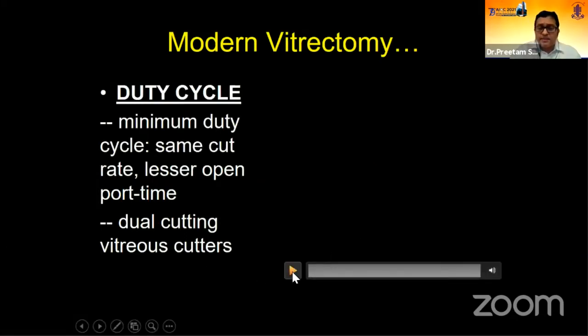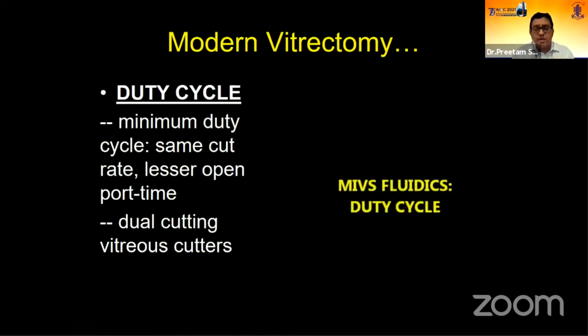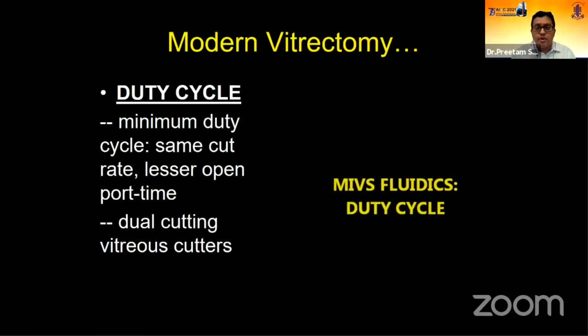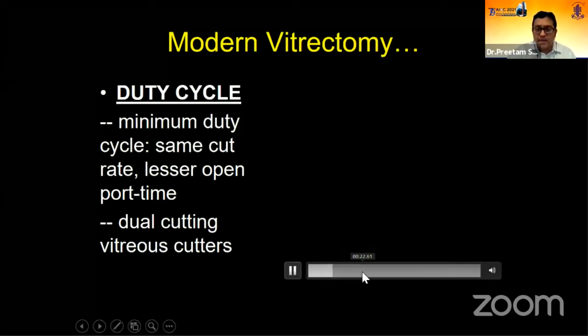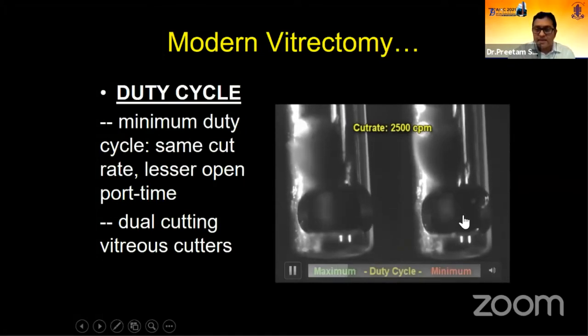Another important concept which some of the machines have introduced is that of duty cycle. The minimum duty cycle is a situation where you can have the same high cut rate, but the port is open for a lesser amount of time. This is just to depict. You can see this is a minimal duty cycle on this side where the port is open for a lesser time as compared to here.